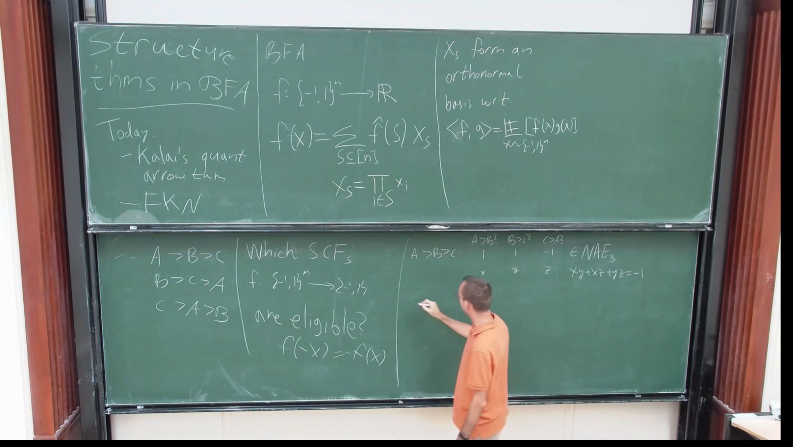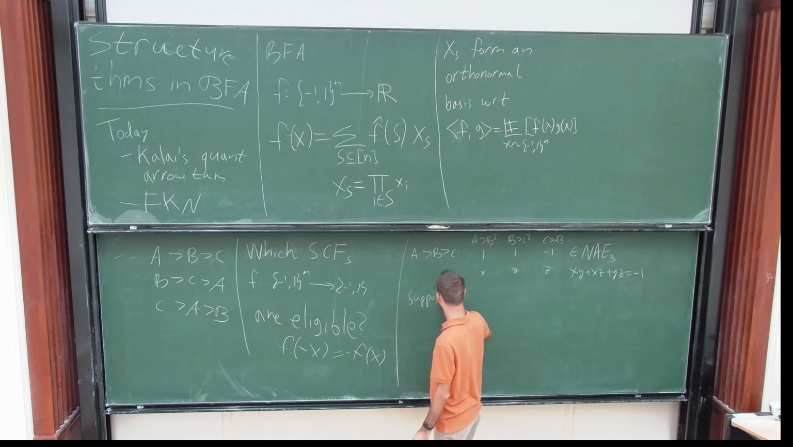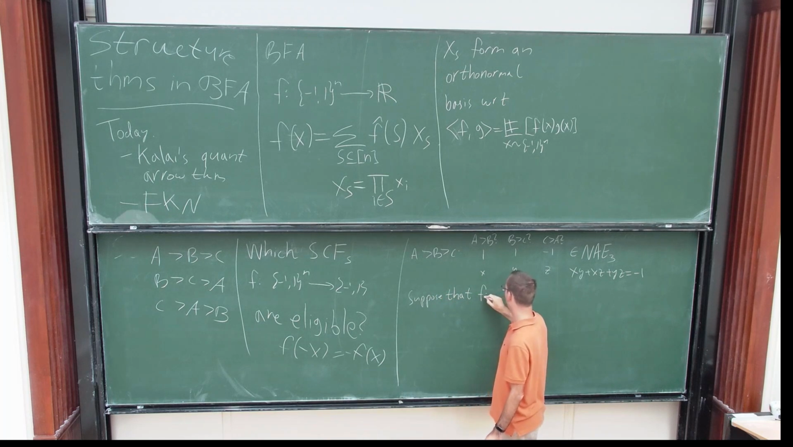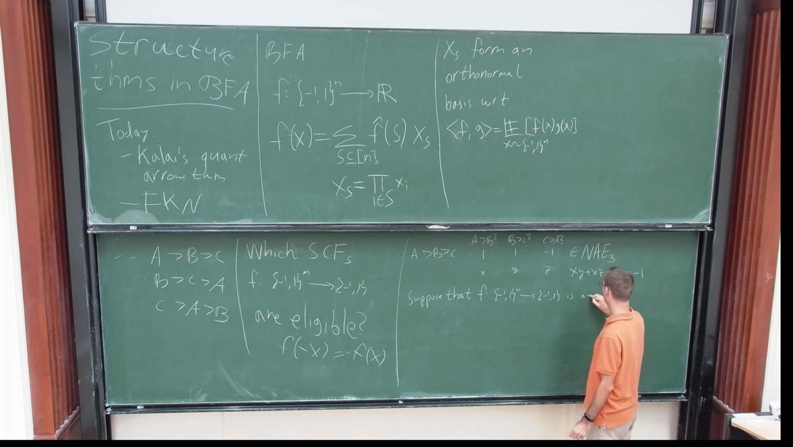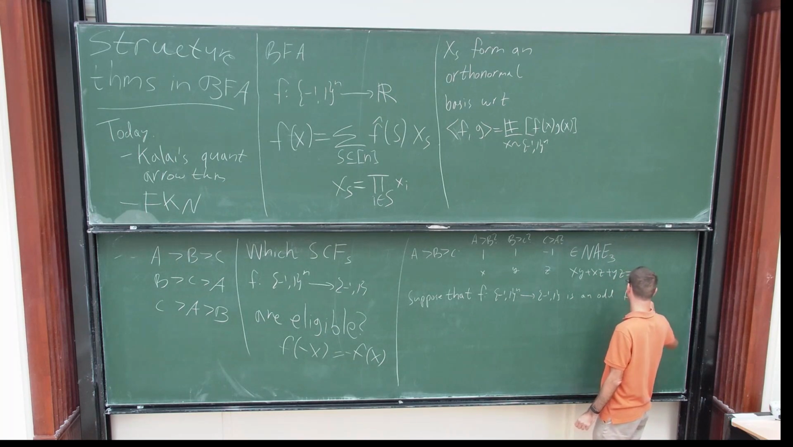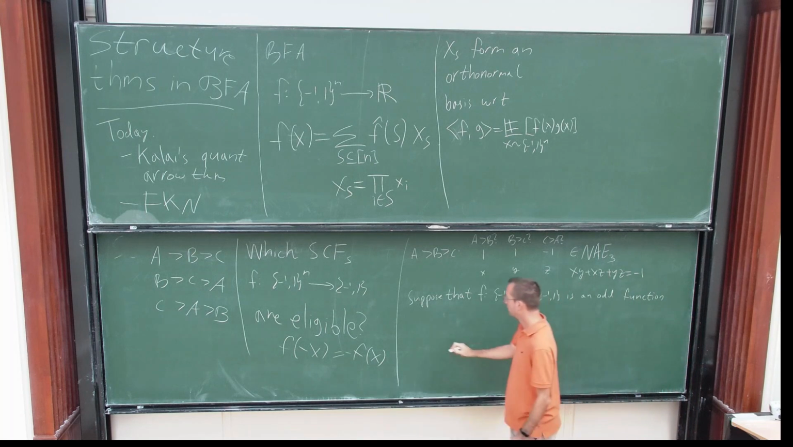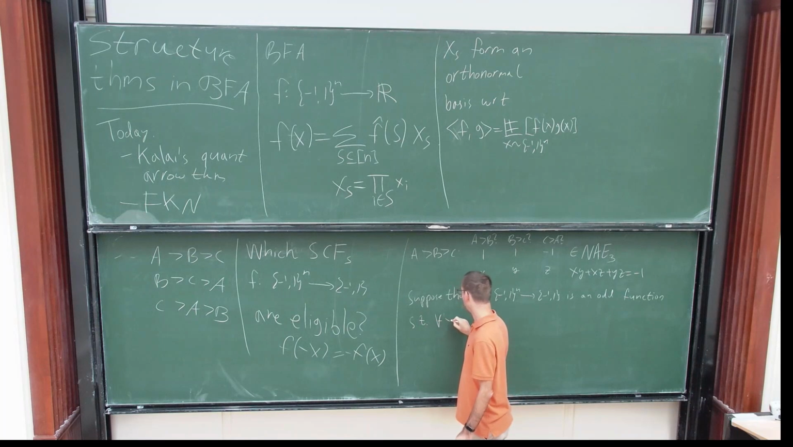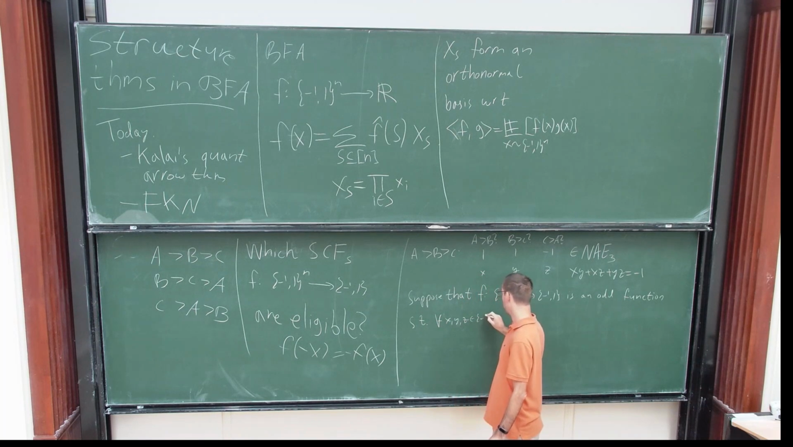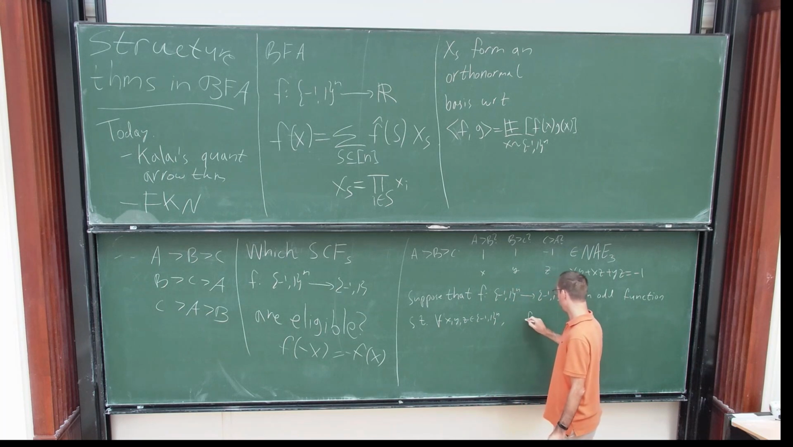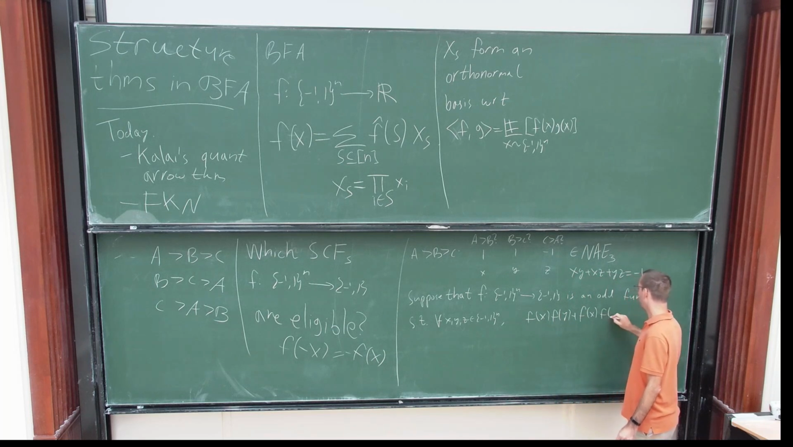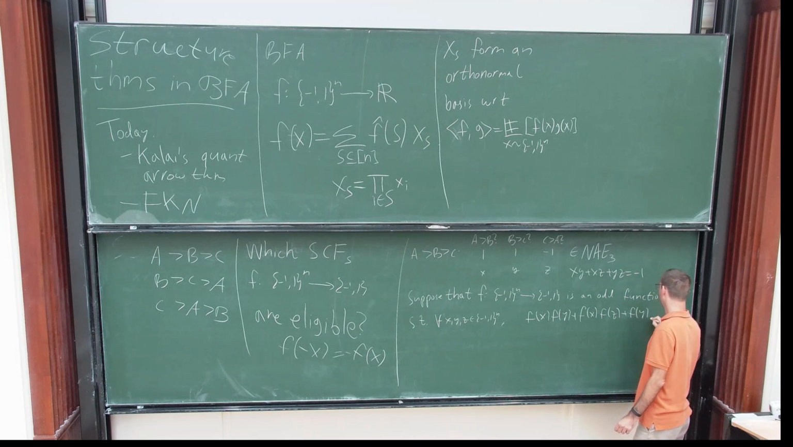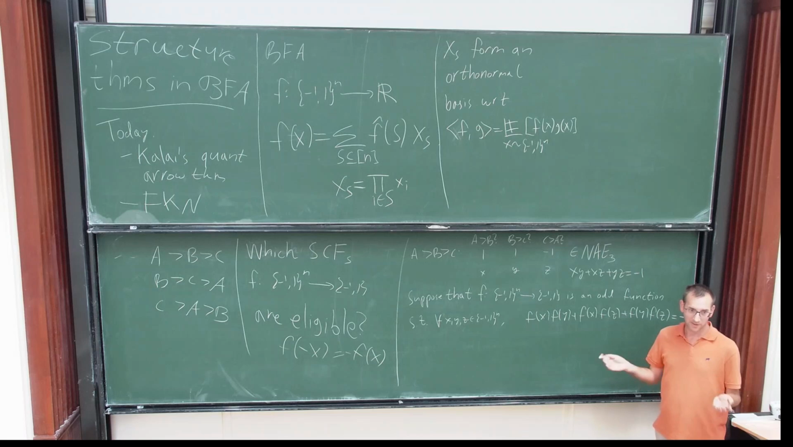Now suppose that f from {-1, 1}^n to {-1, 1} is an odd function such that for all x, y, and z in {-1, 1}^n, we have f(x) f(y) plus f(x) f(z) plus f(y) f(z) is equal to -1. And we want to find out what f is.